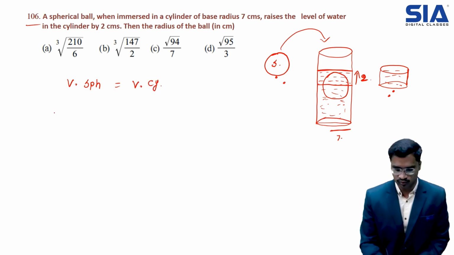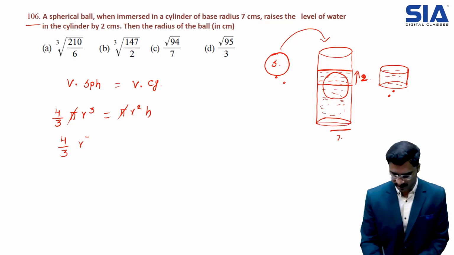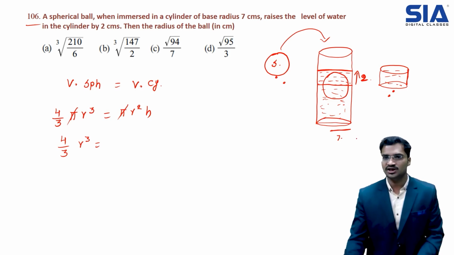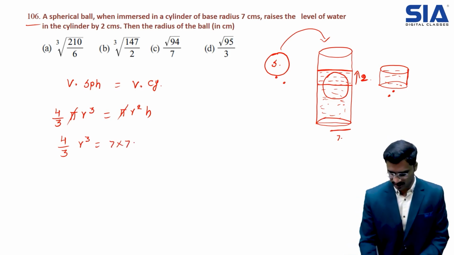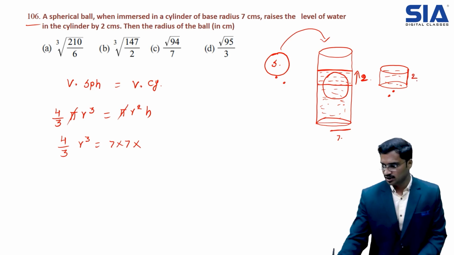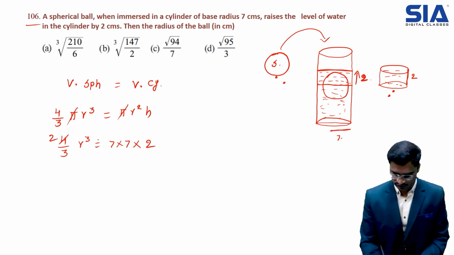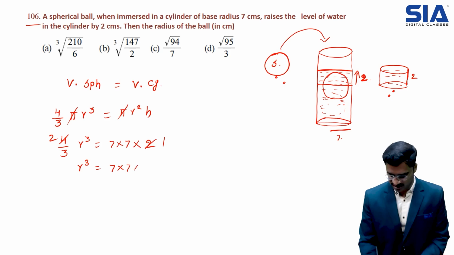So the volume of a sphere is what? Volume of a sphere is 4 by 3 pi r cube, and volume of a cylinder is pi r square h. So here pi and pi are common, and let us see 4 by 3 pi r cube. We should find the radius of that sphere. So here the radius of the cylinder is given as what? 7. So 7 multiplied by 7. The height of the cylinder, this increased level of height, is what? 2. So 2 2s are 4, 2 1s are 2. So r cube is nothing but 7 multiplied by 7 into 3 by 2.